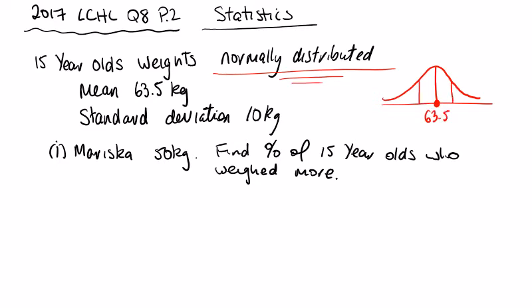So 1 standard deviation, 2 standard deviations, 3 standard deviations. You're 68, 95, 99.7. But in this case, we're given more information that we're not using the empirical rule, which is what this is. We're told that Marissa is 50. Find the percentage who weighed more. A sketch always helps in these questions just to see where we're at.